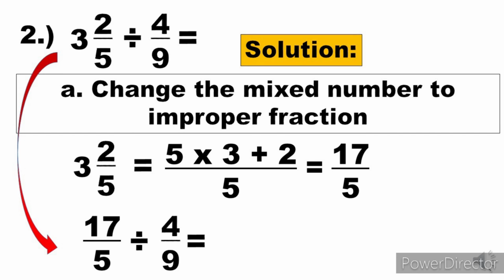So to change 3 and 2/5, we multiply the denominator by the whole number and then add the numerator. So we have 5 times 3 plus 2 all over the denominator 5. And then 5 times 3 plus 2 is 17 over 5. And then we rewrite 17 over 5 divided by 4 over 9.